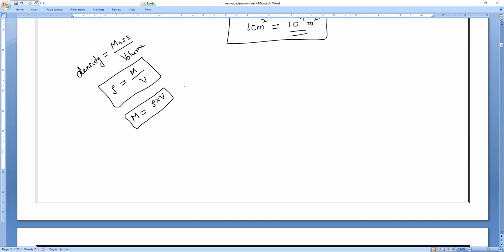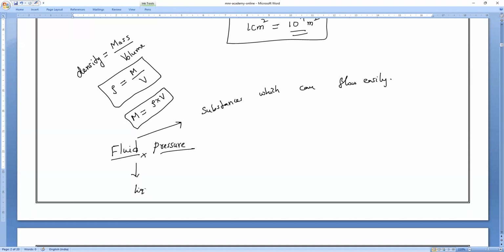Liquid pressure, you can take it as fluid pressure. As I said yesterday, there are two examples of fluids: liquids and gases. Fluids are substances which can flow easily. So what are the examples of fluids? Both liquids and gases are called fluids.